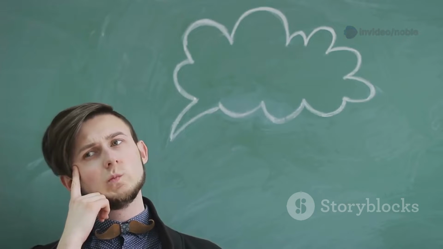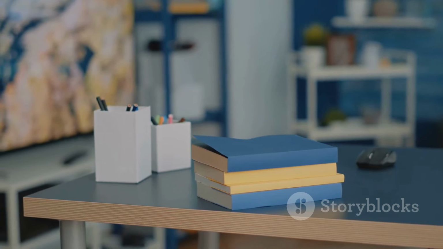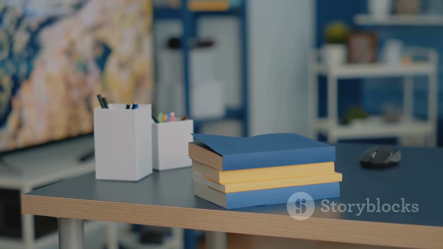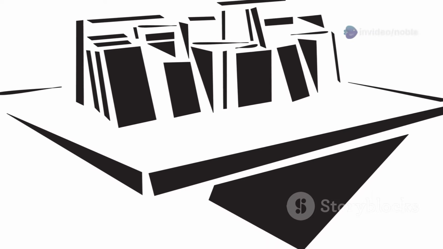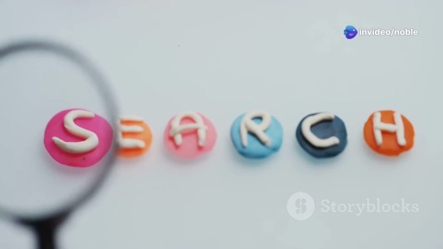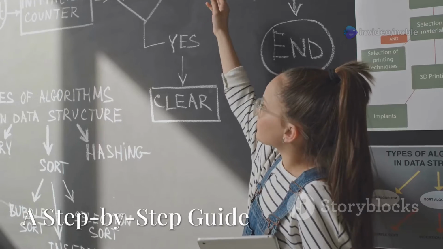Think about it like this. If you only have a few books scattered on your desk, it's quicker to just look at each one. You don't need to organize them on a bookshelf first. Linear search works the same way. For small lists, it's a quick and straightforward solution.